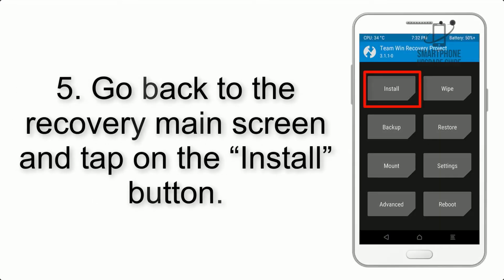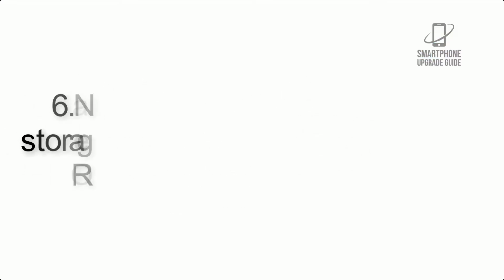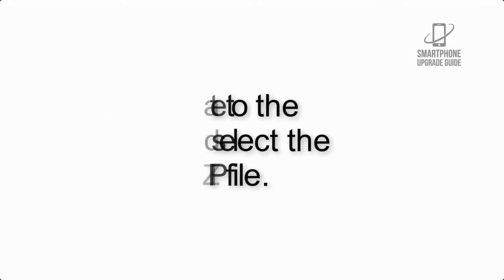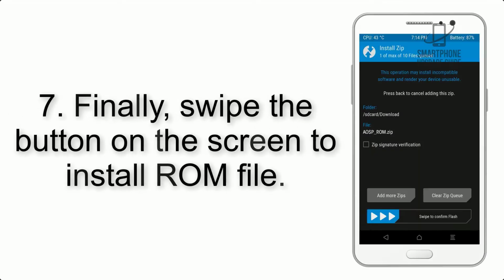Step 5. Go back to the recovery main screen, and tap on the Install button. Step 6. Navigate to the storage, and select the ROM ZIP file. Step 7. Finally, swipe the button on the screen to install the ROM file.